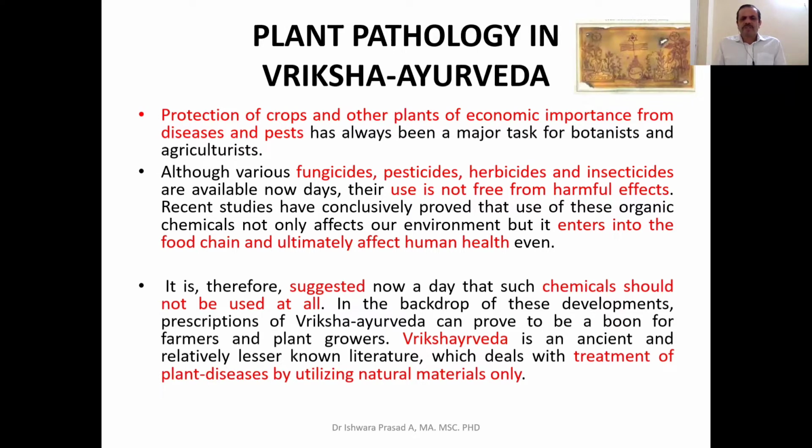In the backdrop of these developments, prescriptions of Vriksha Ayurveda can prove to be a boon for farmers and plant growers. We saw various prescriptions in the Poshana Adhyaya as well as in the Chikitsa Adhyaya. Vriksha Ayurveda is an ancient and relatively lesser known literature which deals with the treatment of plant diseases by utilizing natural materials only. Today we have organic manuring and organic farming; like that, Vriksha Ayurveda also uses only natural materials.